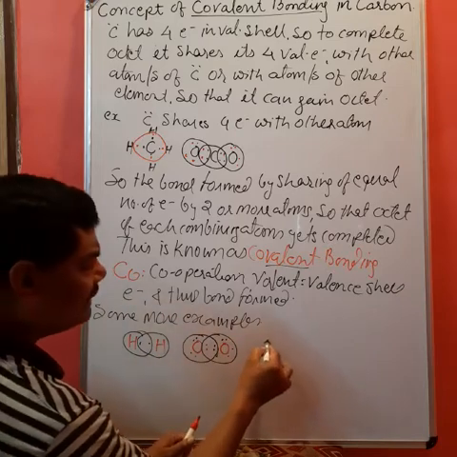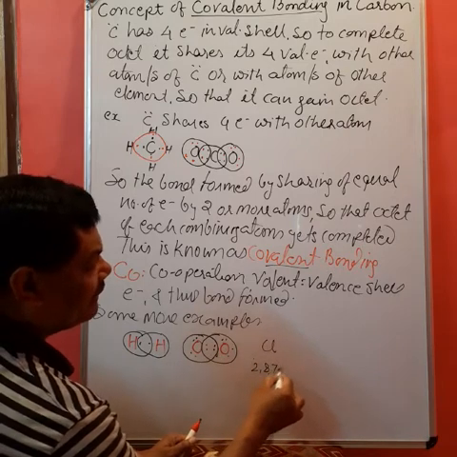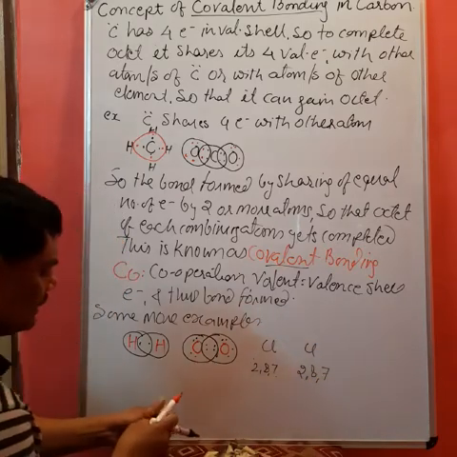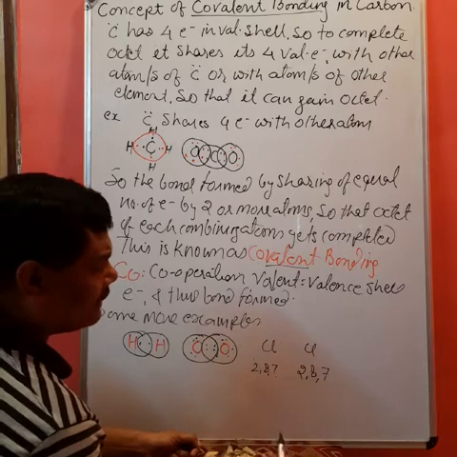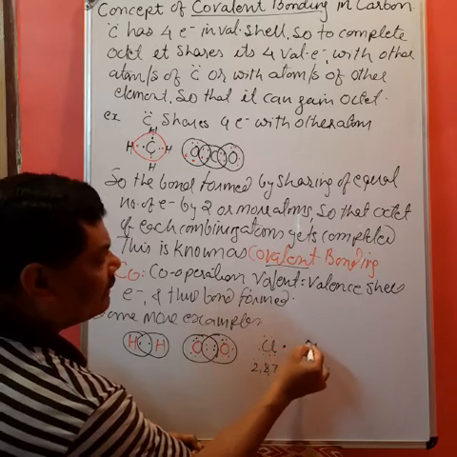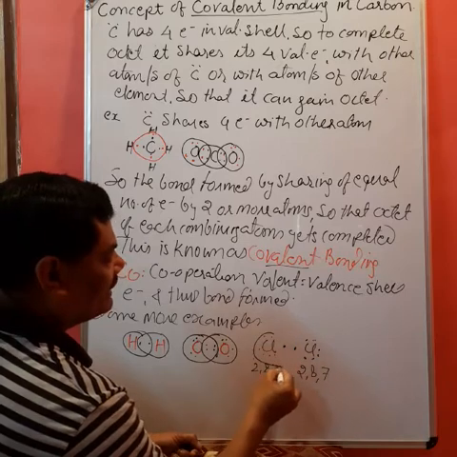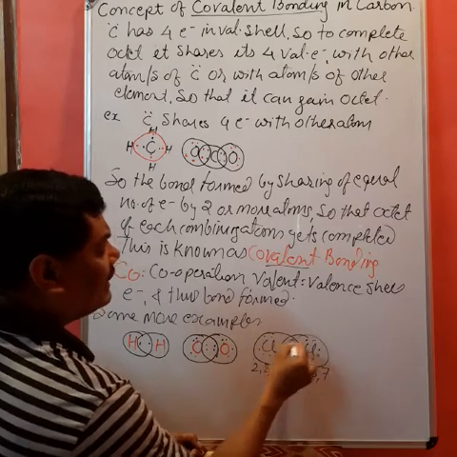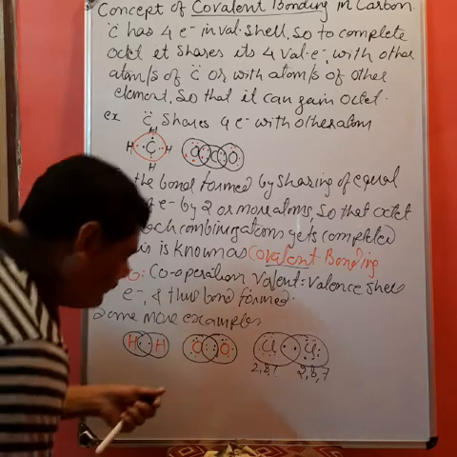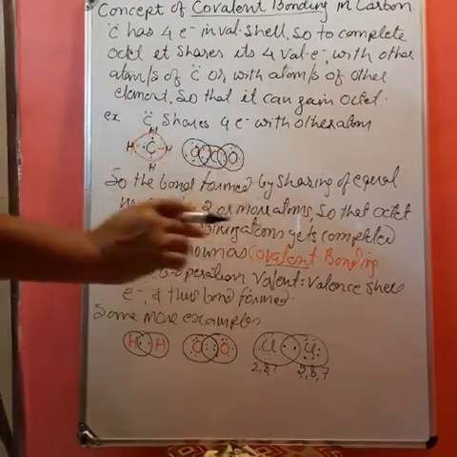8 electrons. Similarly, Cl, its electronic configuration is what? 2, 8 and 7. The next Cl again has electronic configuration 2, 8 and 7. That is, 1 electron each they require. So what to do? They share their valence shell electron, which is unpaired. Now when they share valence shell electrons, each one has 8 electrons. So this type of bonding which is formed by sharing of equal number of electrons is called covalent bonding.